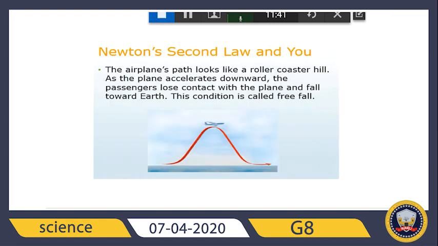Okay, so guys, another application of Newton's second law is, as you can see here, you can feel it when you are in the plane. The airplane's path looks like a roller coaster hill. As the plane accelerates downward, what will happen? The passengers lose contact with the plane and fall toward Earth. This condition is called what? Free fall. Okay.